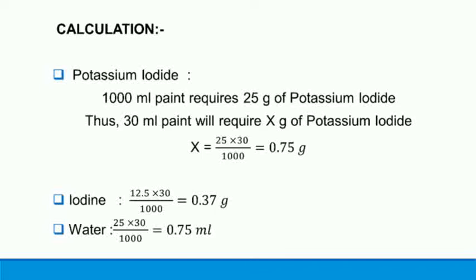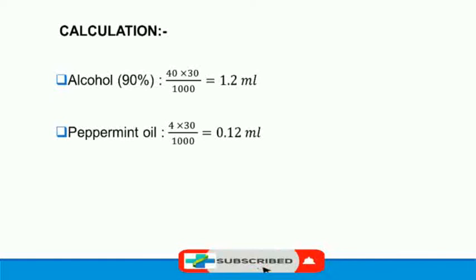Likewise, you are going to calculate the quantity of iodine. So iodine: 12.5 into 30 upon 1000, so you will get 0.37 gram. Water: 25 into 30 upon 1000, that is 0.75 ml. Further, alcohol 90%: you need 40 into 30 upon 1000, that is 1.2 ml. And peppermint oil: 4 into 30 upon 1000, that is 0.12 ml, right?